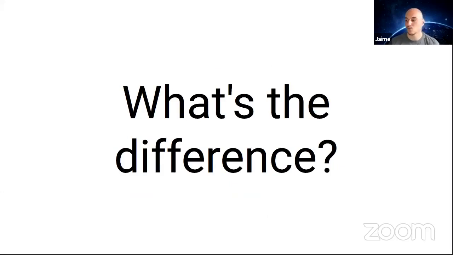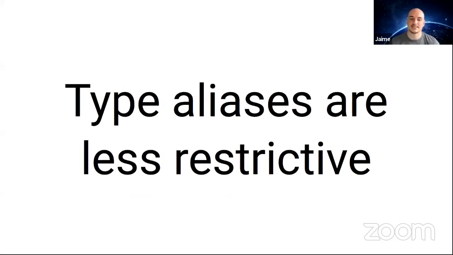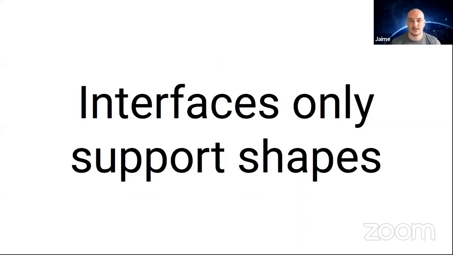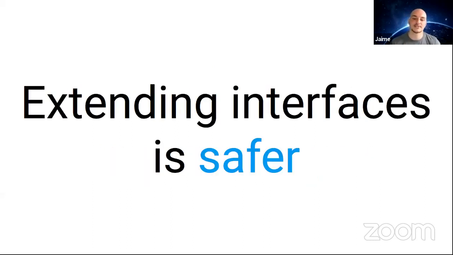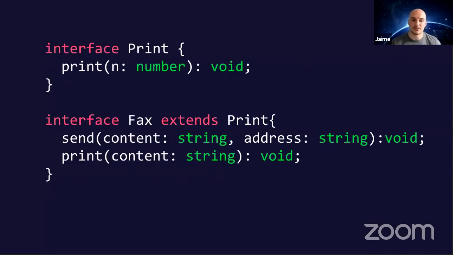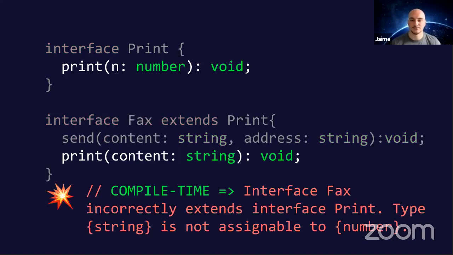So if they're so similar, what is the difference? The difference is that type aliases are less restricted. You can use a lot more crazy things with type aliases. Interface only supports shapes, the shapes of objects. Extending an interface is also safer. So if we try to do this, we have a print with a print number, we extend it with Fax that has a print with string content instead of number, we're going to get a compiler error.